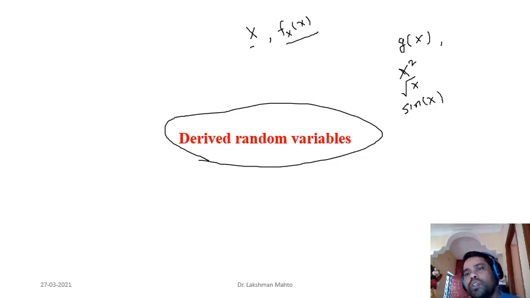Then what would the question be? What is the PDF of this one, y equal to g of x? That we have to derive. That's why we call this a derived random variable. We have to derive it, and the PDF of y can easily be derived from the PDF of x. So that is the story.